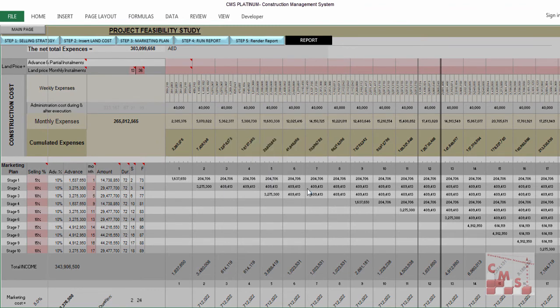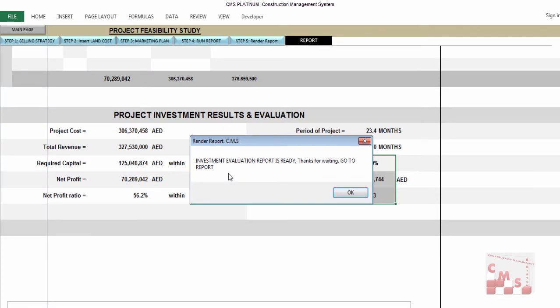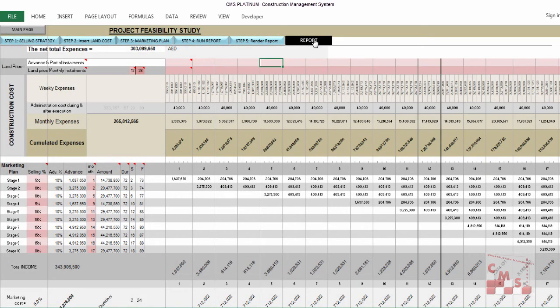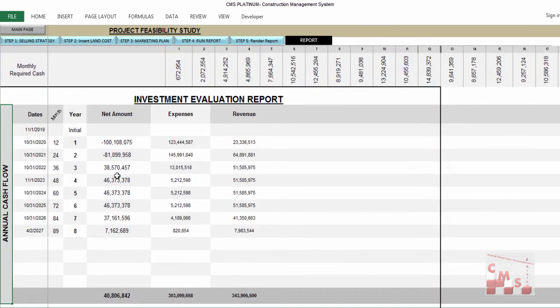We go for step 5. Investment evaluation report is ready. Thanks for waiting. Go to report. When you make render, you will go for the report. The report is telling you here, that's your investment evaluation.